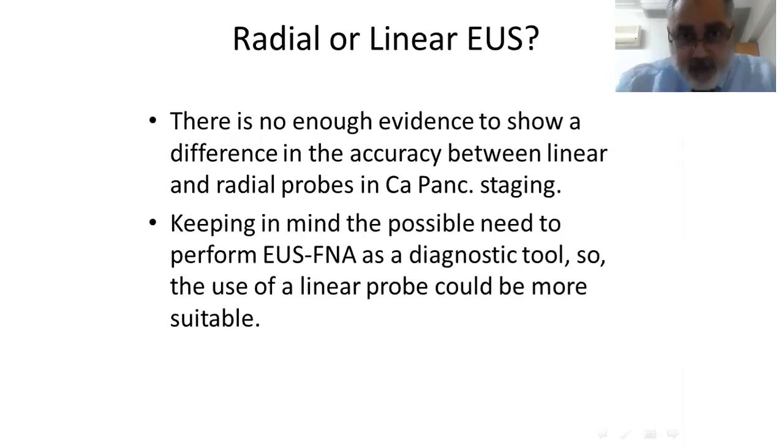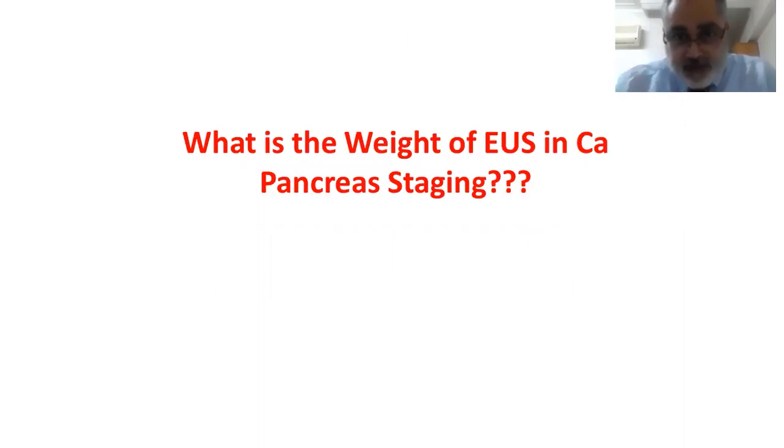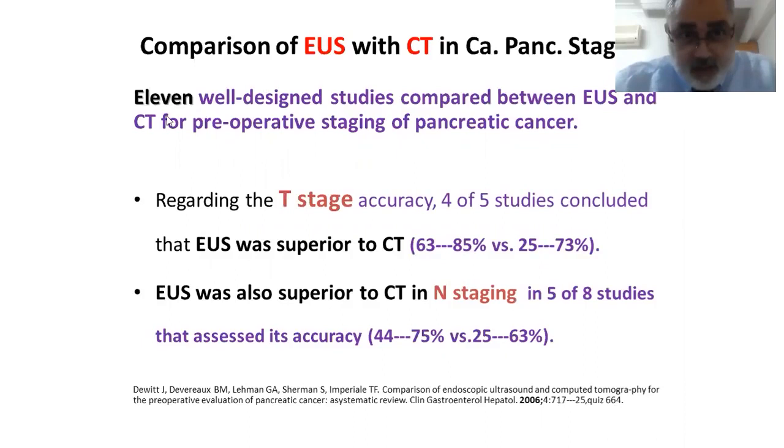The second point is, what is the weight of EUS in pancreatic cancer staging compared to CT and MRI? 11 well-designed studies compared EUS and CT for preoperative staging of pancreatic cancer. Regarding the T-stage accuracy, 3 of 5 studies concluded that EUS was superior to CT, and EUS was also superior to CT in N staging in 5 of 8 studies that assessed its accuracy.